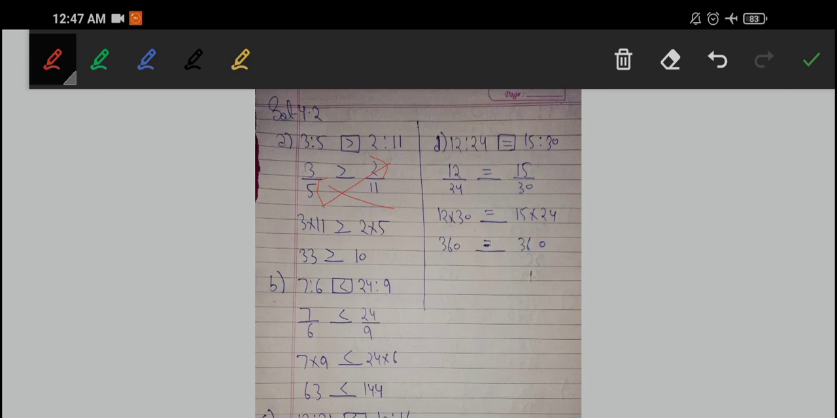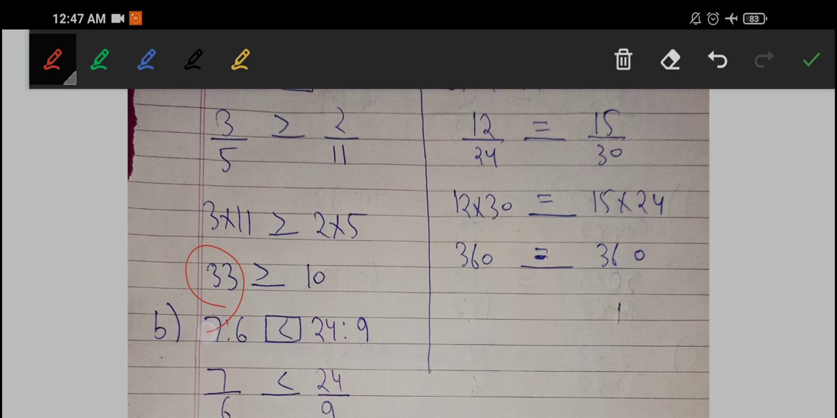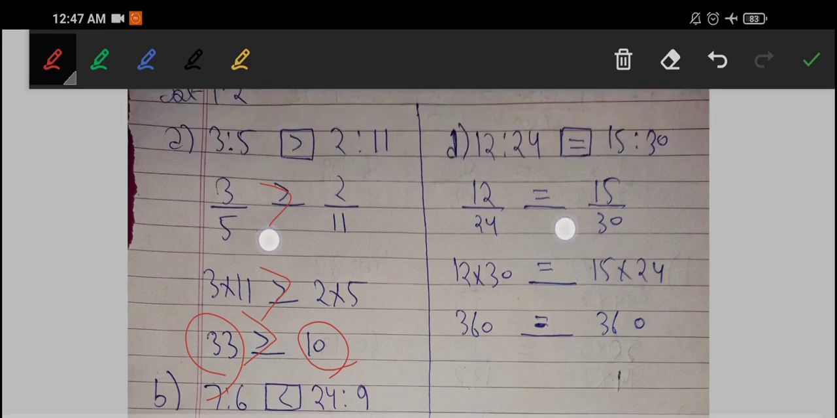Okay, so 11 into 3 will come, and then we'll write dash and then 2 into 5. So 11 into 3 is equal to 33 and 2 into 5 is equal to 10. So students, you know very well that 33 is greater, so we will write this sign, and here also, and here also, and then in the box.